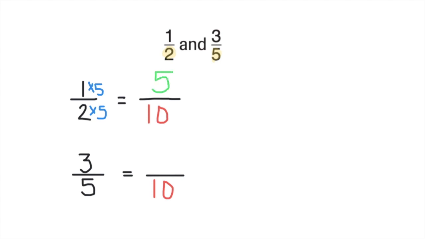Now let's work with 3/5. What do I have to do to 5 to make it a 10? Well, I would have to multiply it by 2, and I have to do the same thing to the numerator to make it an equivalent fraction. 3 times 2 is 6. So we changed 1/2 to 5/10 and 3/5 to 6/10. So now these two fractions have the same denominator.